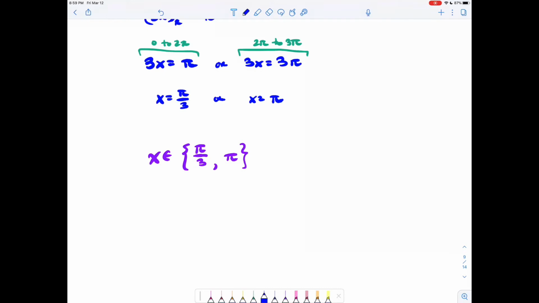Last example. Ciao. I didn't actually scroll. Oh, this thing freezes sometimes.